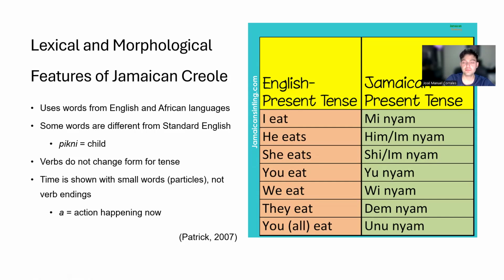When we talk about present progressive, we use -ing, right? Or when we use auxiliaries in present perfect. But when we refer to Jamaican Creole, time is shown with small words, like in the example. The letter A indicates that an action is happening now. Here you can see a picture in which you can see the difference in the present tense between the standard English and the Jamaican.